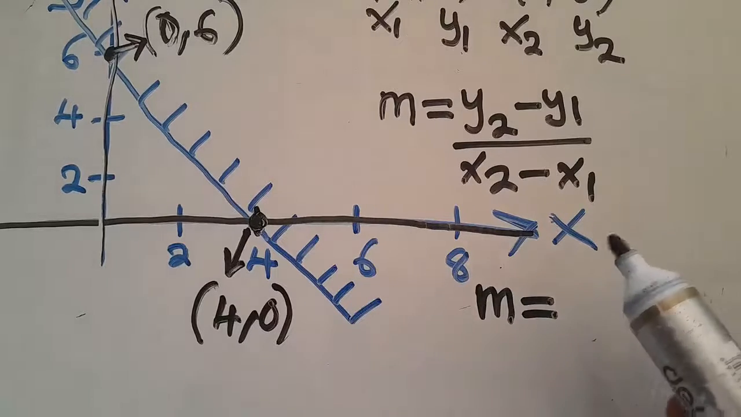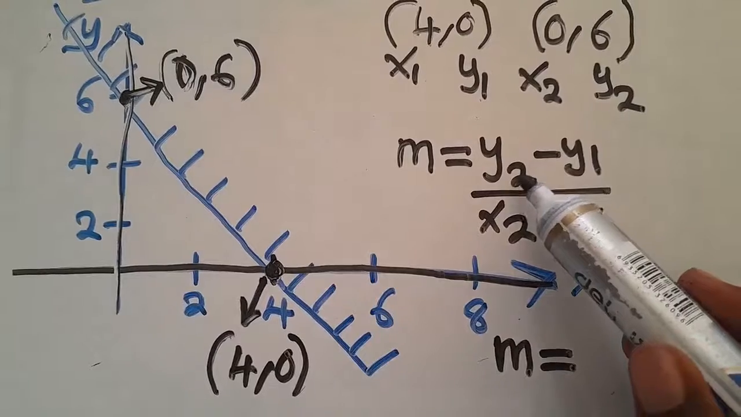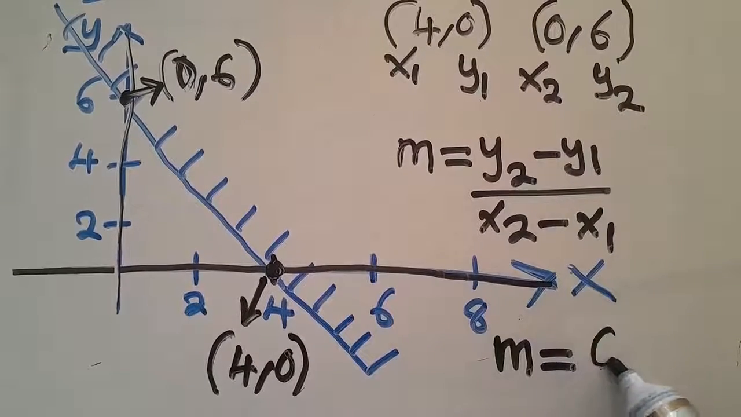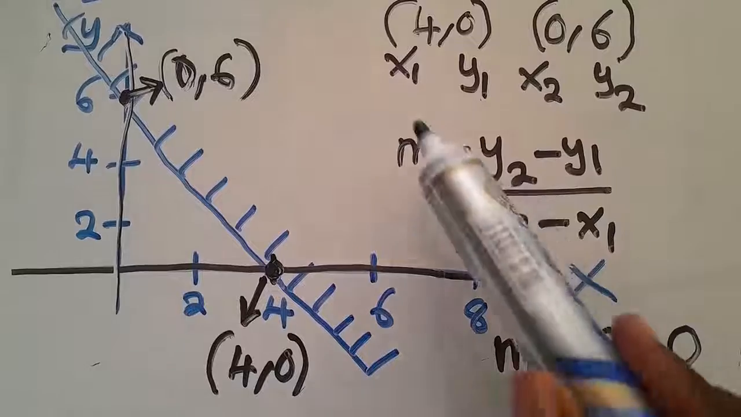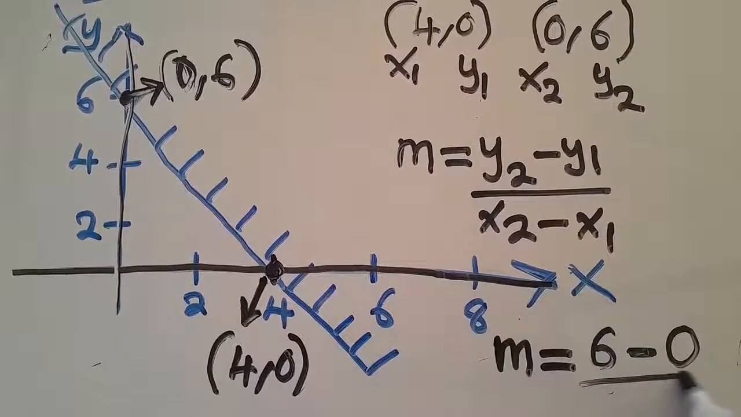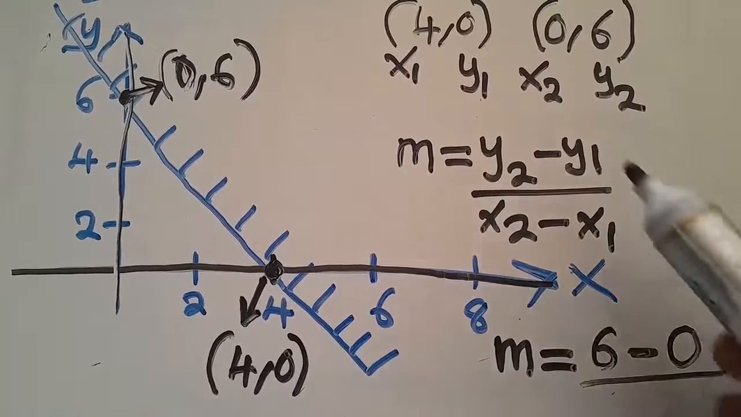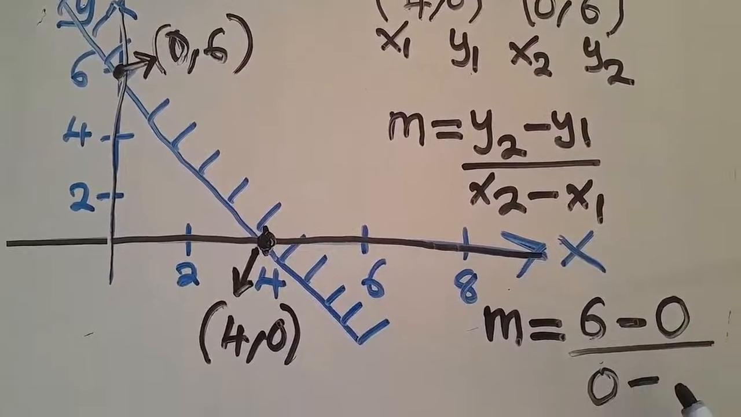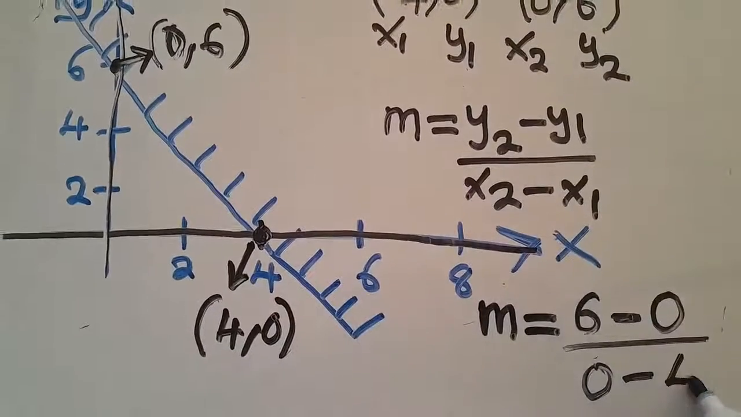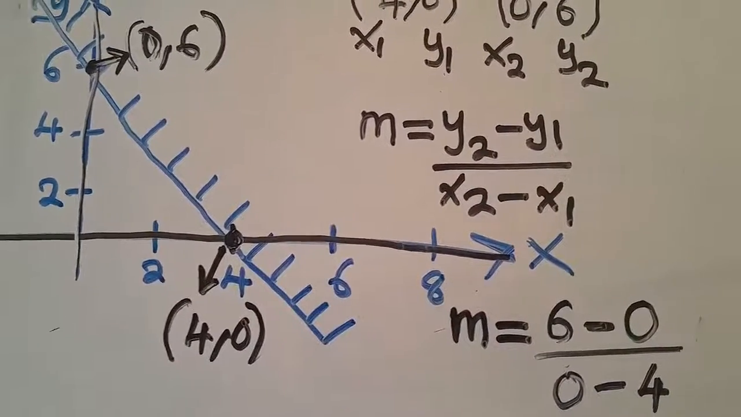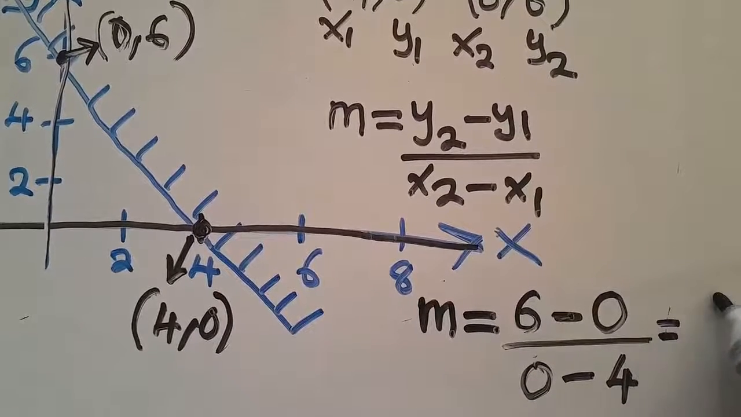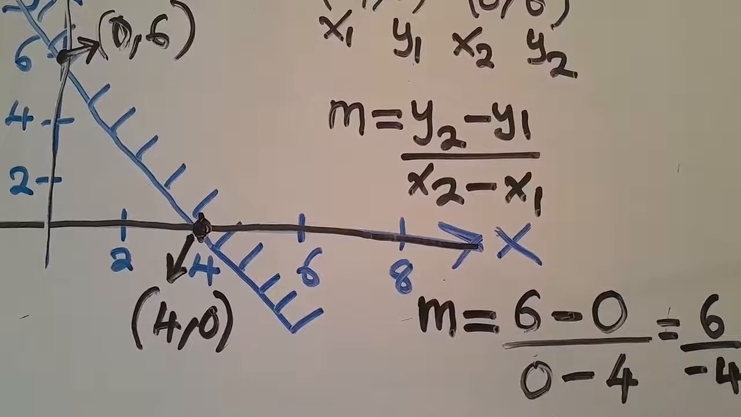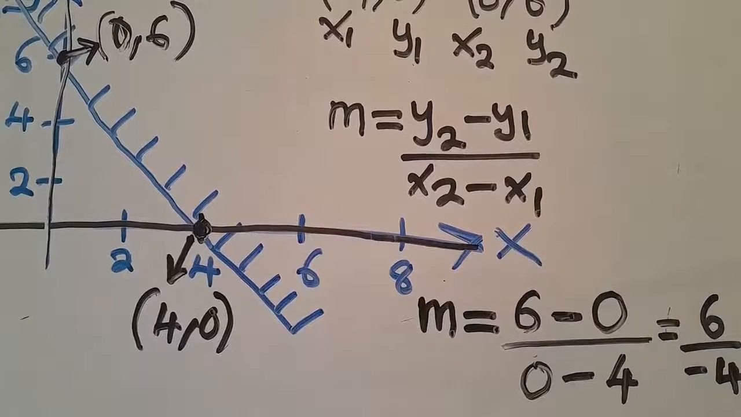How do we find the gradient here? You say y2. What is your y2? 6. Minus, what is your y1? y1 is 0. I'm just getting the data which is given there. Over, what is my x2? 0. Minus, what is my x1? x1 is 4, like that. So what answer am I getting if I evaluate? I'm going to have 6 over negative 4.